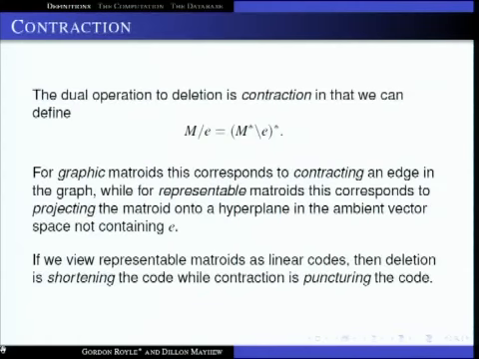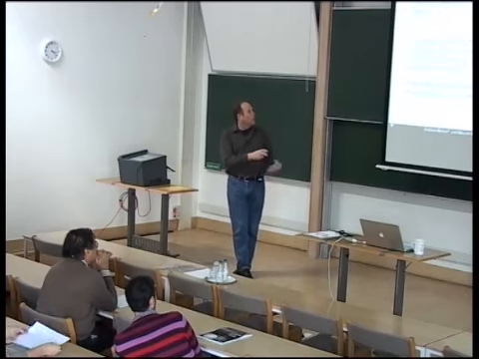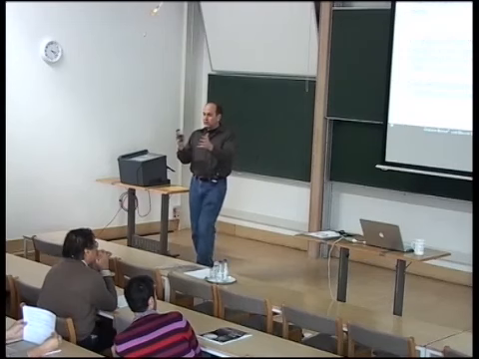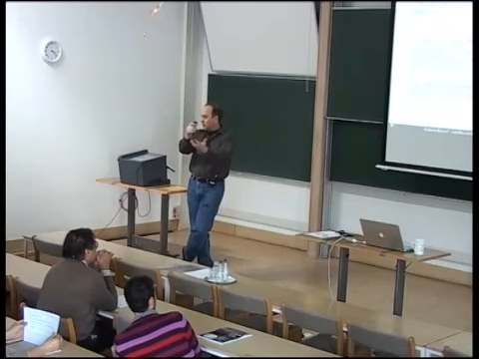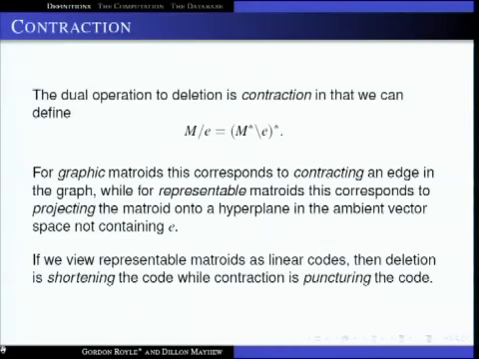Okay, the dual operation of deletion is contraction, and I'm cheating by defining it to be the deletion from the dual and then dualizing again, just because the actual definition is a bit fiddly. But for graphic matroids, it just corresponds to contracting an edge in the normal way. For represented matrices, it just corresponds to projection in the ambient vector space onto a hyperplane. If you're a coding theorist, then deletion is shortening and contraction is puncturing a code. So it just follows the natural things.